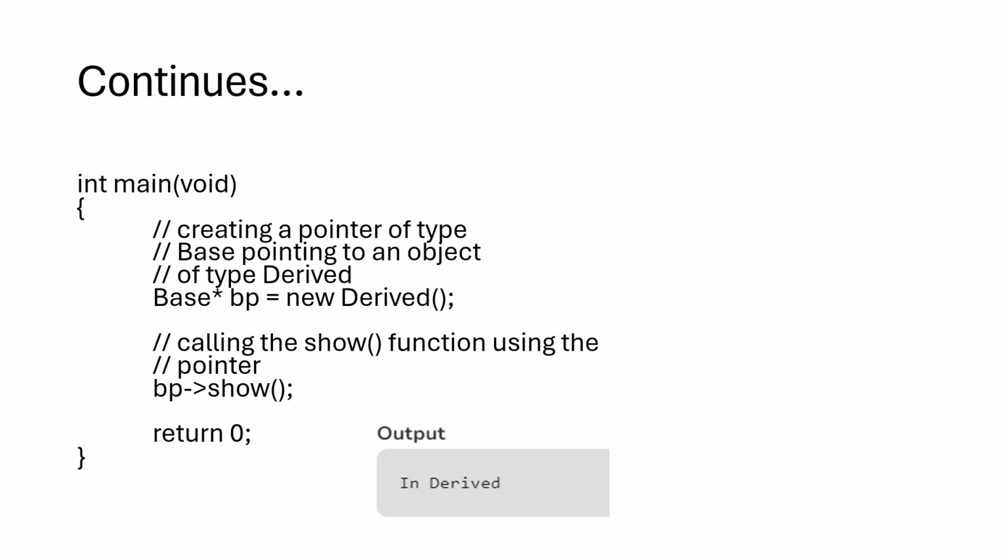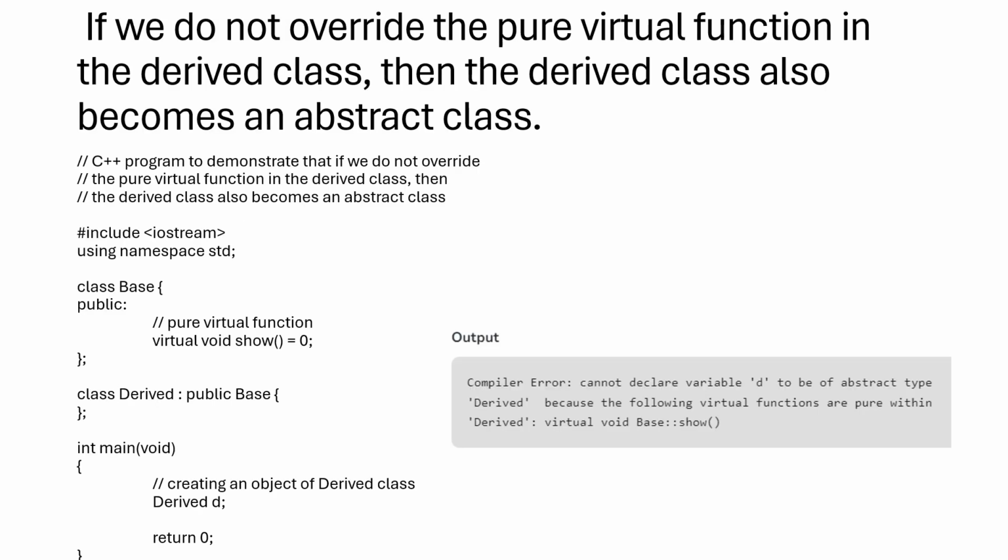Now we call the show function using the pointer. We created the pointer variable bp, and now through it we call the virtual function show. So automatically we can implement the derived class using this virtual function.